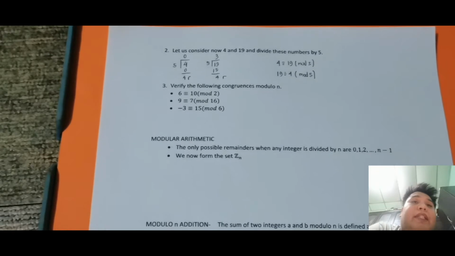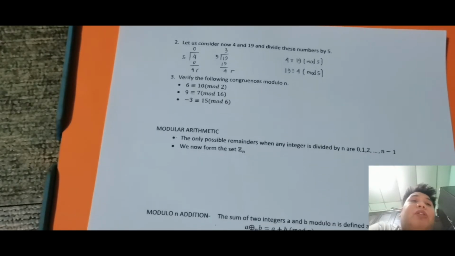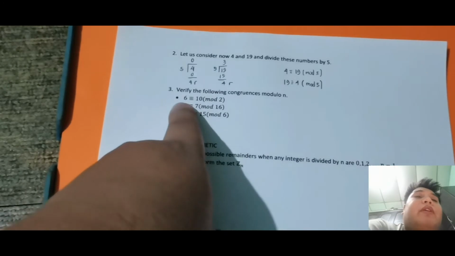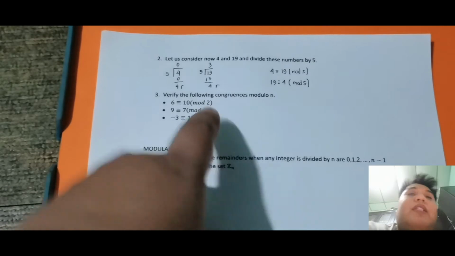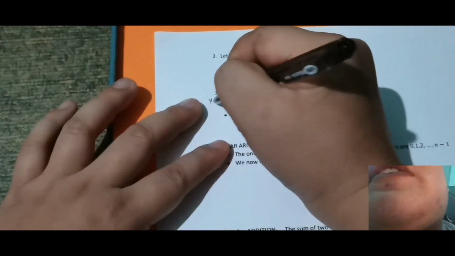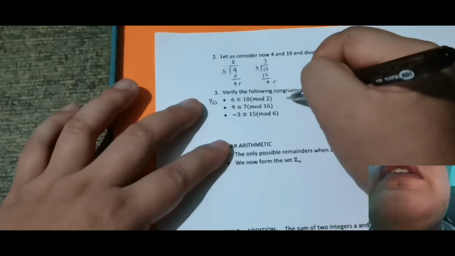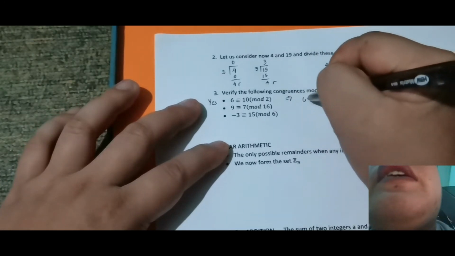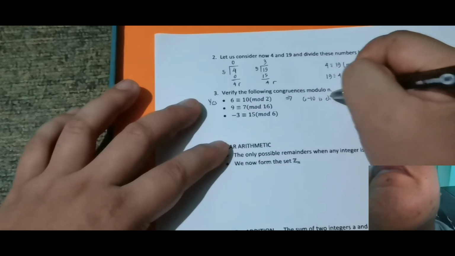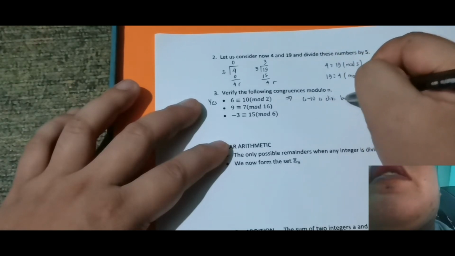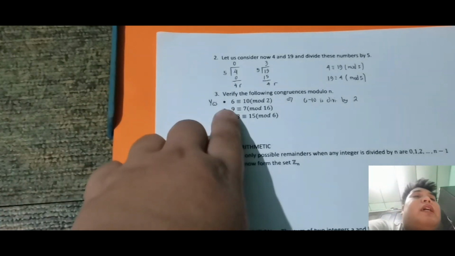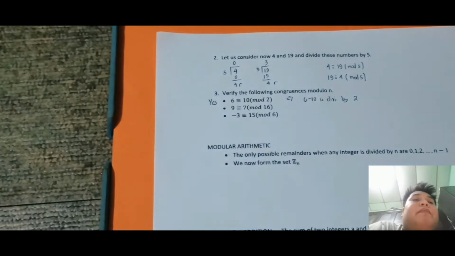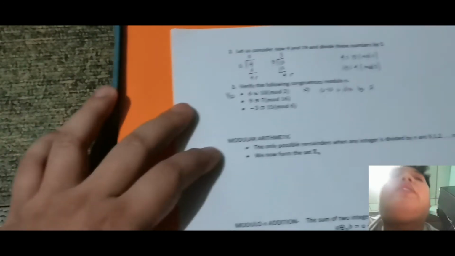Okay, so now let us check. Verify the following congruences modulo n. Let's check yung una. Is this valid? 6 is congruent to 10 modulo 2. I think this is yes. The answer is yes. Lagyan ko na ng arrow, 6 minus 10 is negative 4, which is divisible by 2. Negative 4 divided by 2 is negative 2. Tama naman. Next, is 9 congruent to 7 modulo 16? I think that is not correct. So this is no.